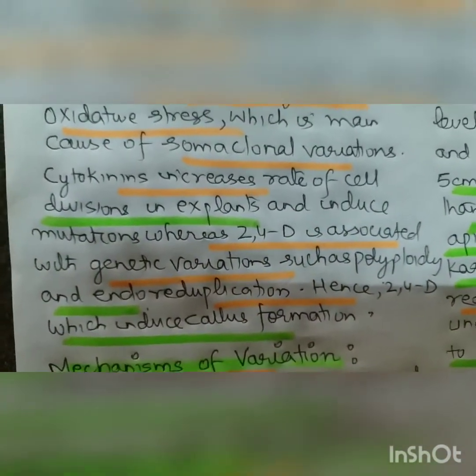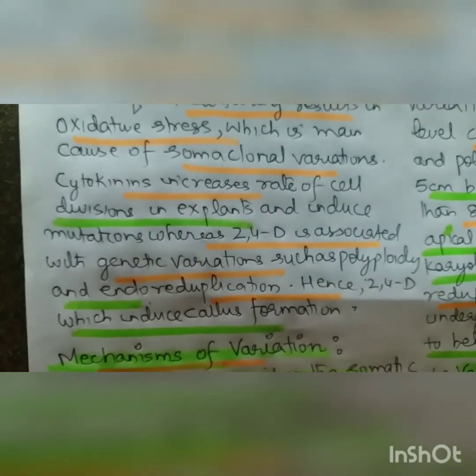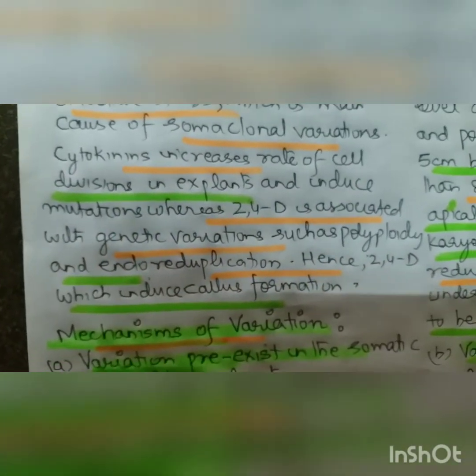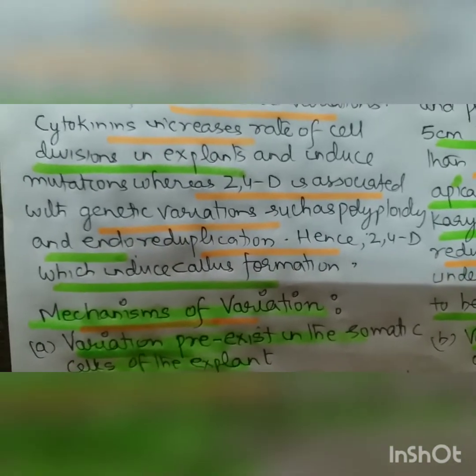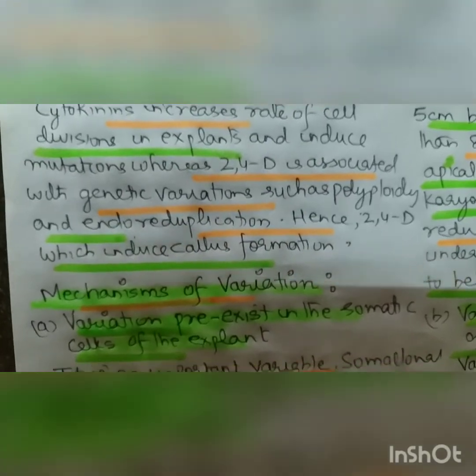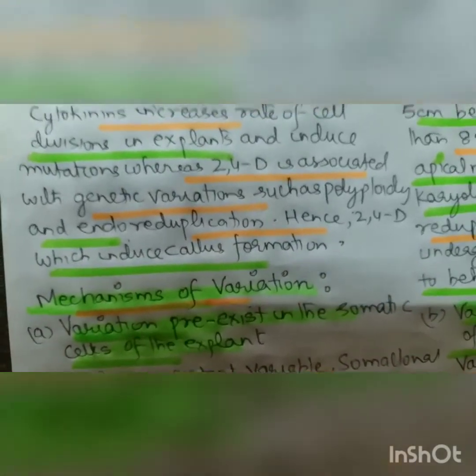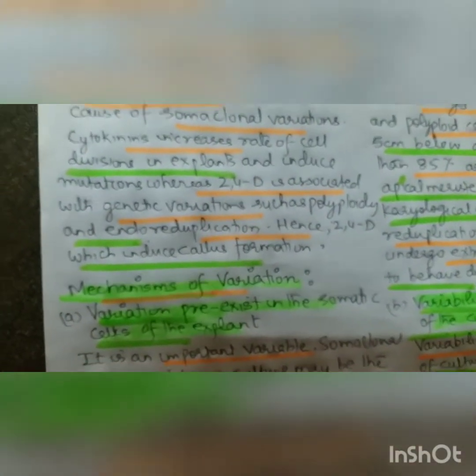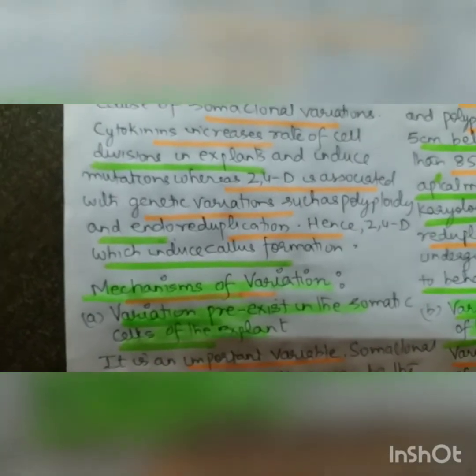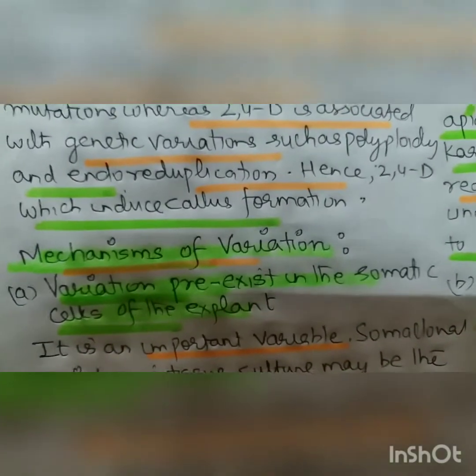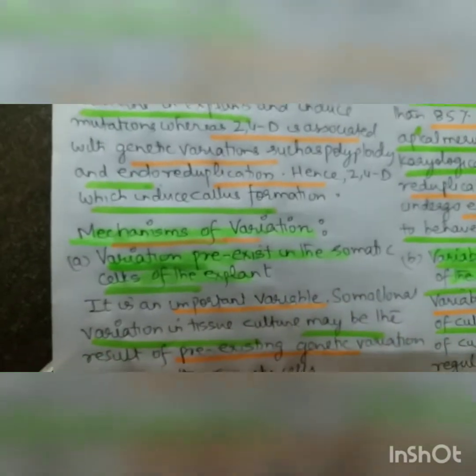Cytokinins increase the rate of cell division in explants and induce mutations, whereas 2,4-D is associated with genetic variations such as polyploidy and endoreduplication. Hence 2,4-D will induce callus formation. It is very easy to put 2,4-D and get the callus, but I already told you getting callus is the defeat of a tissue culturist, because then somaclonal variations are supposed to come. So we have to avoid callus formation. If we are going for somaclones, then we can use it, otherwise don't.